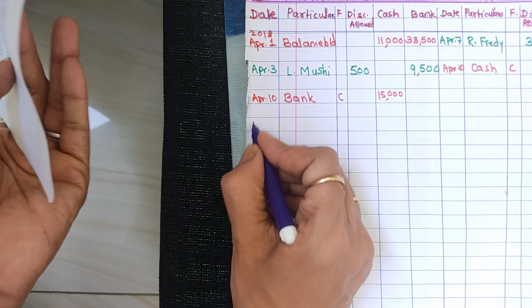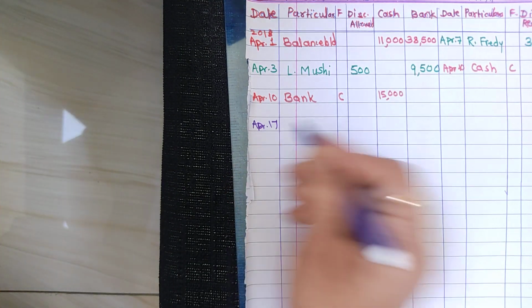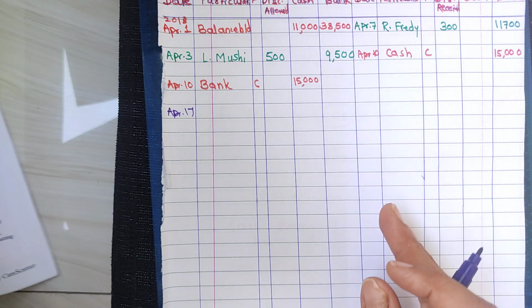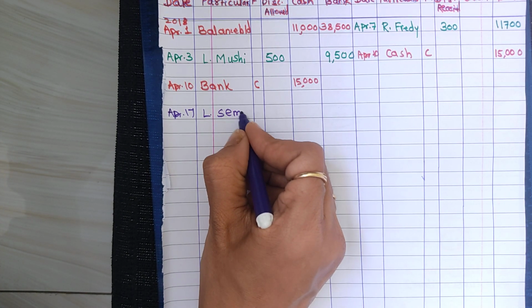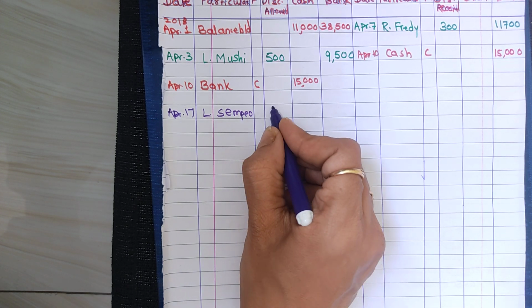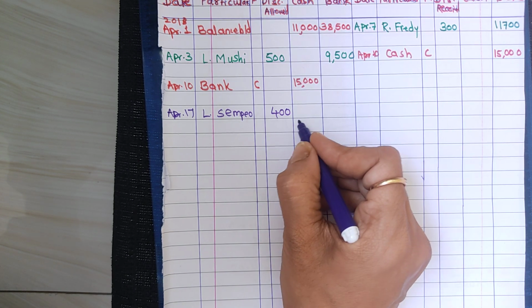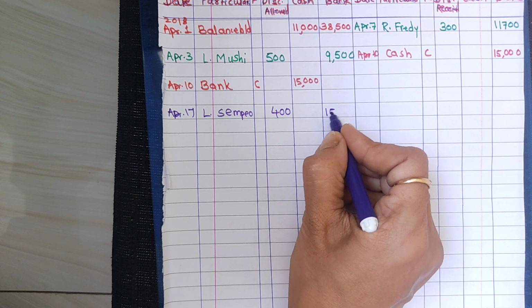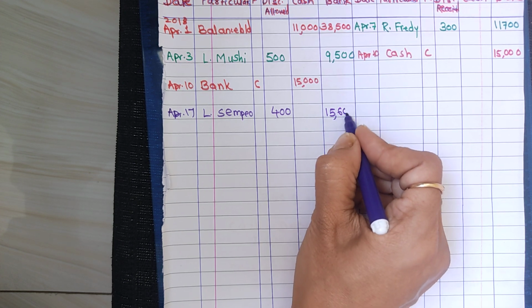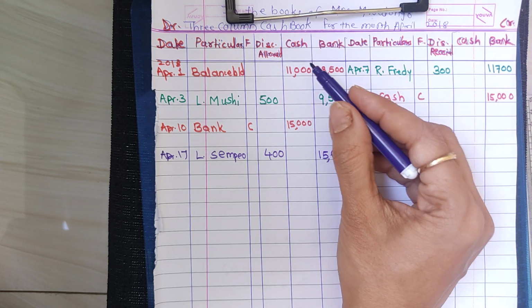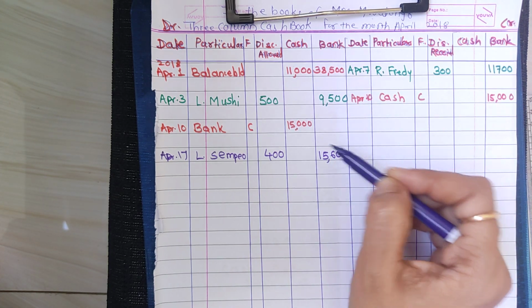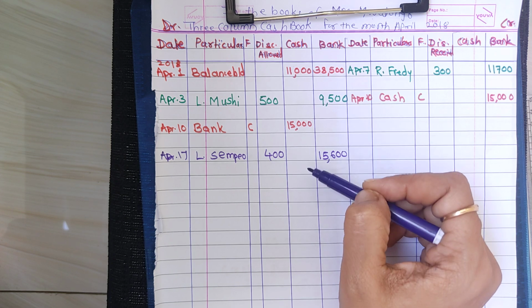On the debit side, April 17, L Simepo, discount is 400, and as the amount is received by check, you have to write it in the bank column. See student, you have to write this very carefully. If you write this amount wrongly in the cash column, then your balance will be wrong.